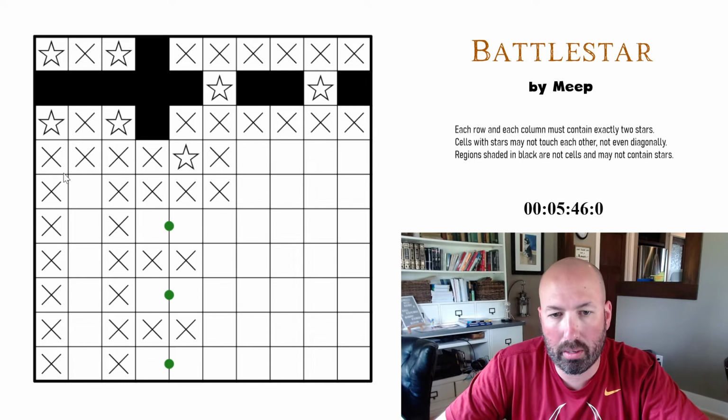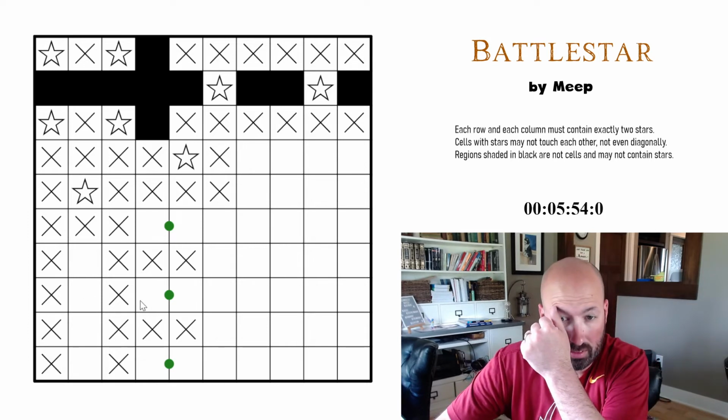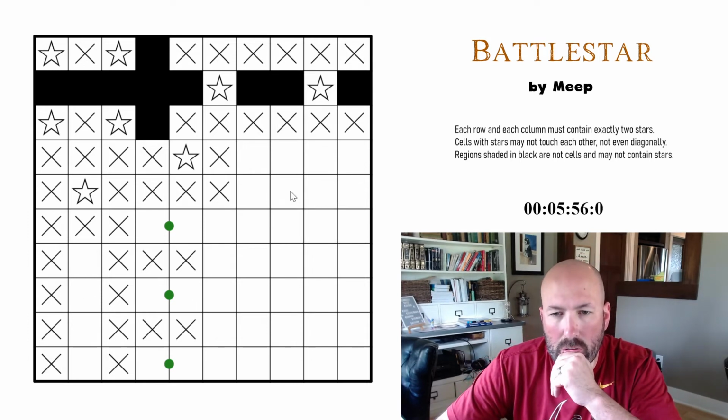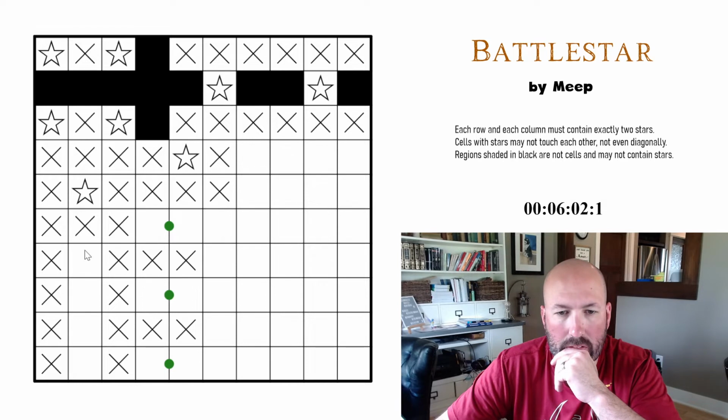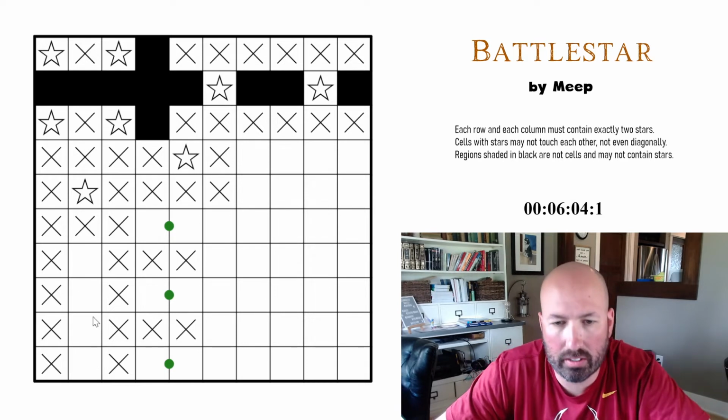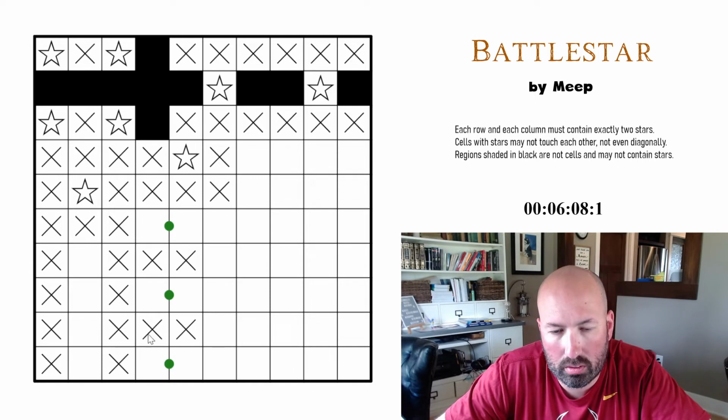So now we can come back up here to rows four and five. We're gonna have one over here, one over here. This is three. The fourth one has to be right there. So, two. There's got to be one down here. Oh, we have to have two.